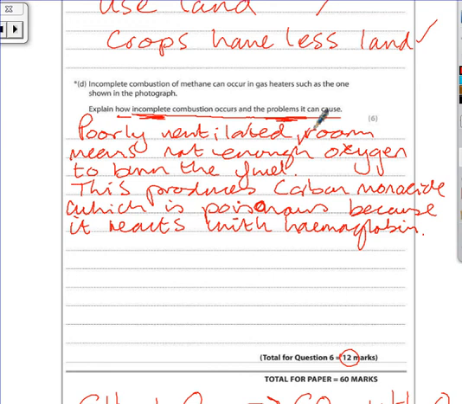Let's just see how many marks that is. By saying a poorly ventilated room, 1 mark, which means there's not enough oxygen, 2 marks, to burn the fuel. This produces carbon monoxide, correct, which is poisonous, and we've said why it's poisonous, and that gives us 5 marks. Knowing that the fuel needs to burn, we'll give you the 6 marks. Just check the mark scheme, see if there's anything else. Yep, saying it's poisonous or toxic, we've got that. Carbon monoxide is formed, incomplete combustion. Yep, brilliant, 6 marks.